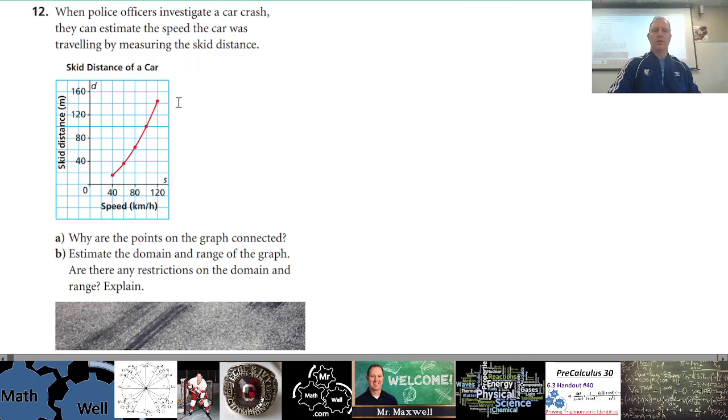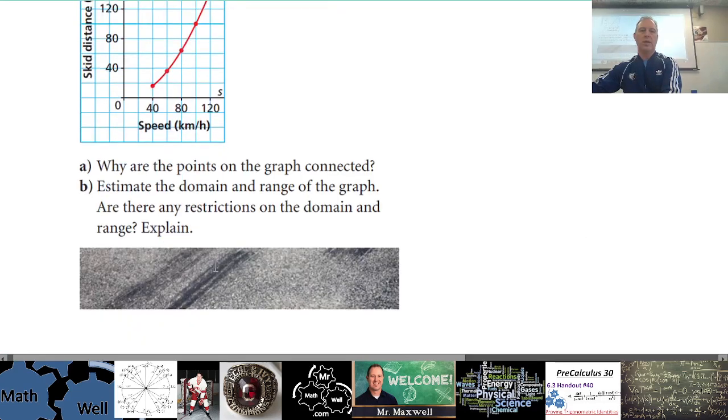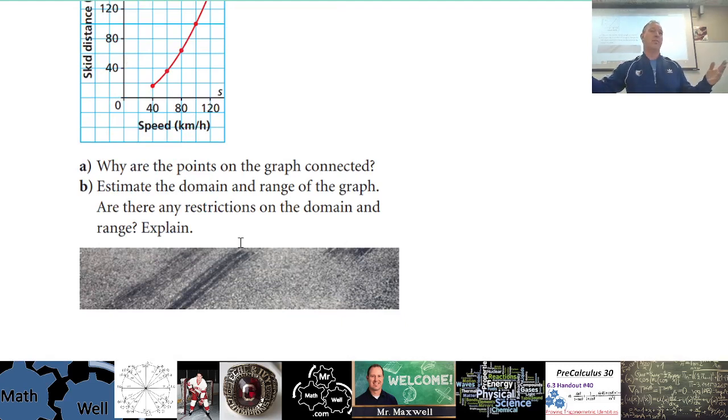And there's the whole question if you want to see that all in one screen, and go ahead and give that a try. All right, so number 12 says, when police officers investigate a car crash, they can estimate the speed the car was traveling by measuring the skid distance. So the skid marks on the road, here's a little picture of them. If they're short, the car was not going that fast. If they're really long, the car was going faster initially, and there is a graph that represents this.